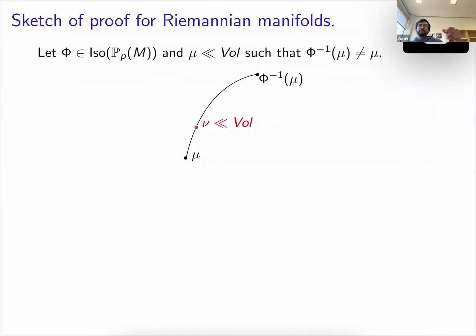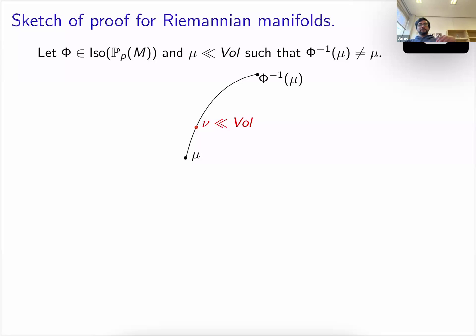So the sketch of the proof, not all the details: take phi, an isometry of the L^p Wasserstein space of some compact Riemannian manifold, and you look at some measure mu, absolutely continuous with respect to volume, such that phi^{-1} of mu is not mu. It doesn't fix mu. We can always assume that we can find at least one of these. Otherwise phi would be forced to be the identity, so there's nothing to prove there. But once we have them, we can do the following.